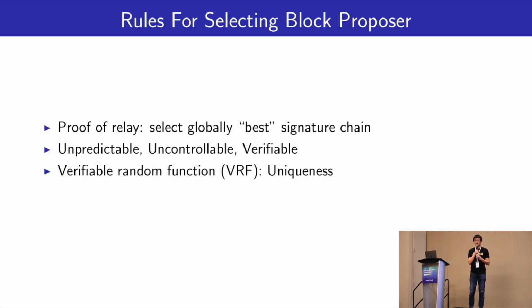We mostly talked about the consensus algorithm itself before, but as a blockchain, we also need a rule for selecting the block proposer for each round. This is not the consensus algorithm itself, so we just give an overview. We use proof of relay, because NKN is a decentralized data transmission network. When data is transmitted in the NKN network, something called signature chains is generated. The signature chain is unpredictable and uncontrollable, but verifiable. So we choose a global best signature chain by some metric as the next block proposer. We also use a verifiable random function to make the signature chain unique, in order to prevent some serious attacks.